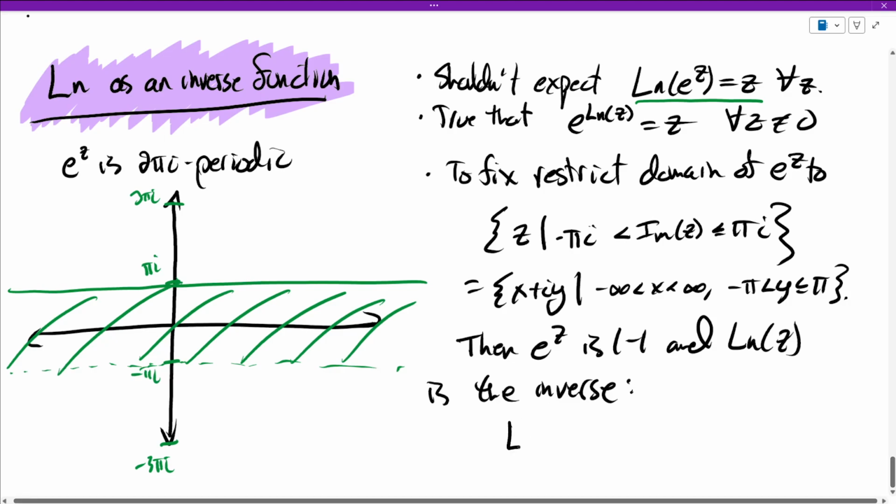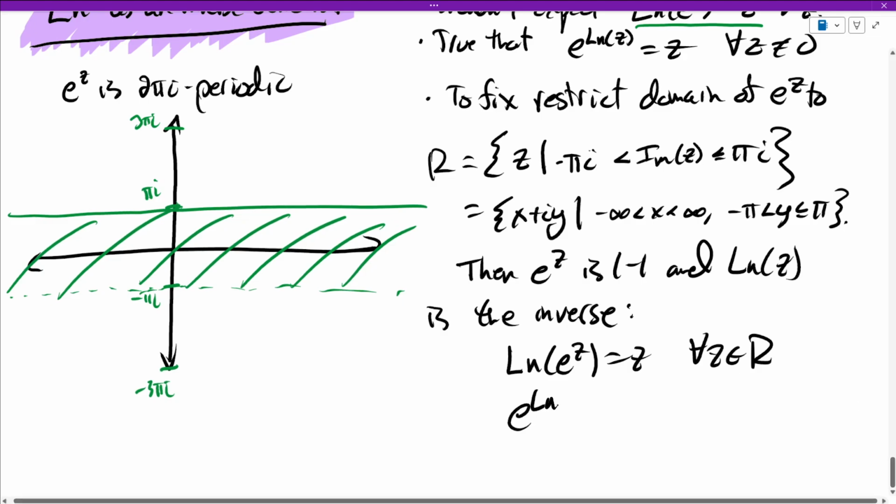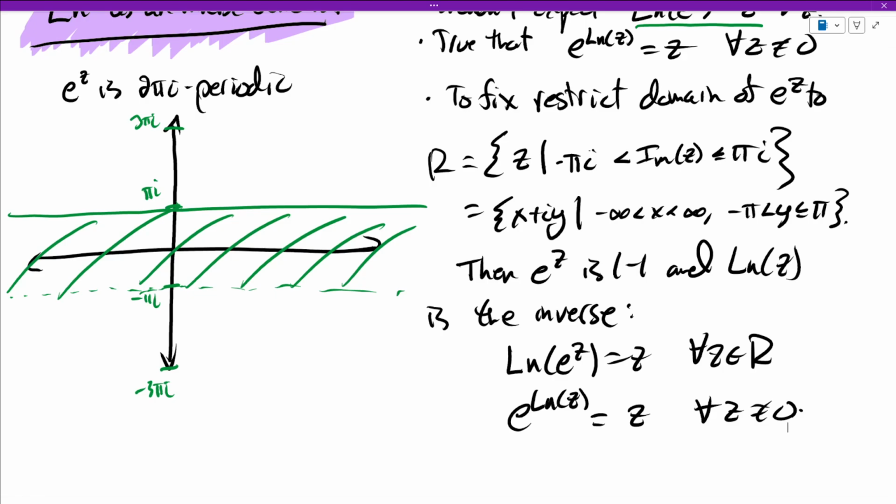So this means two things. It means that the log of e to the z is z for all z in, let's call this R. Let's not use D. D is often used for an honest domain, which is an open set. This is not open because it's closed off on that upper portion. And e to the log z is also z, and this is for all z not 0. So when we do this, now we have a one-to-one function, and it has an inverse now.